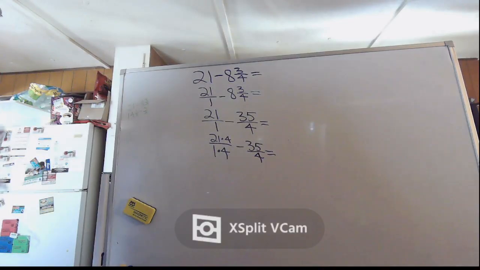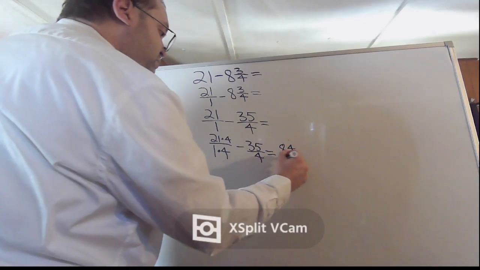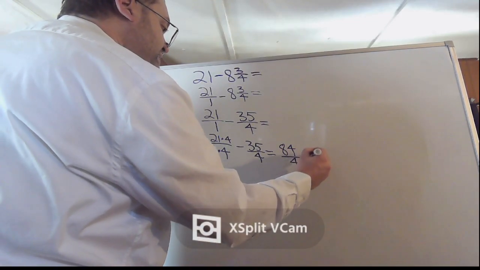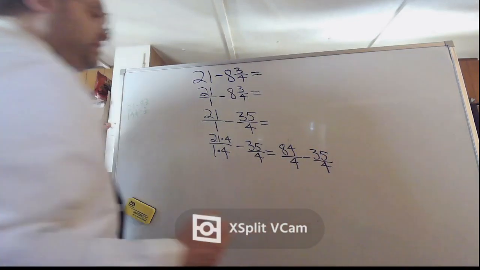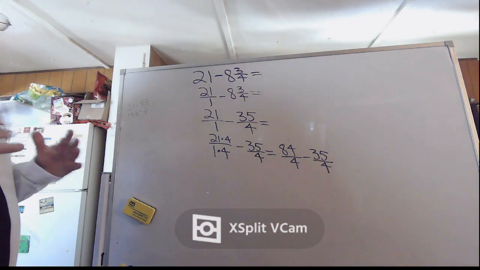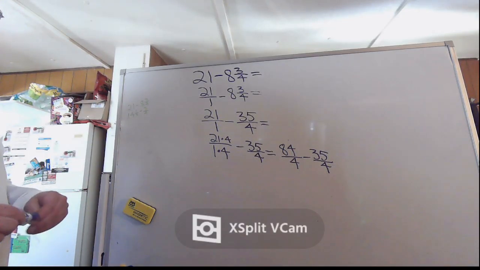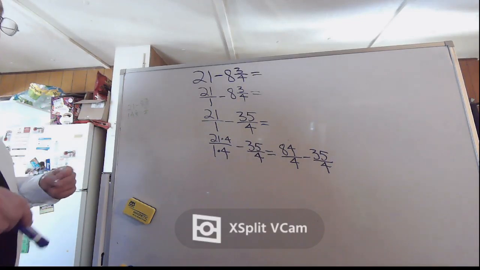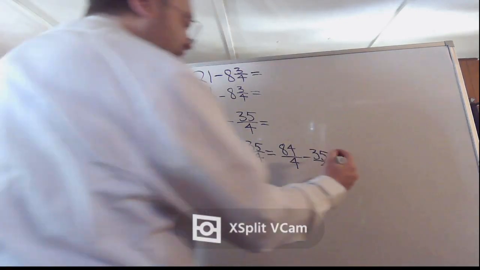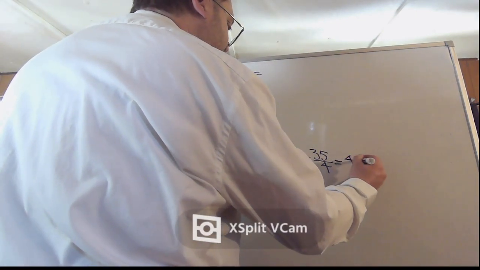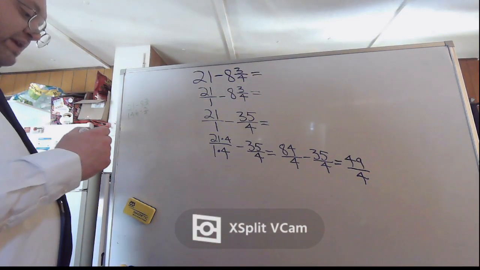Okay, what's 21 times 4? That's 84 over the denominator of 4. So that'd be 84 fourths minus 35 fourths. Since we have the same denominator of 4, we can do the subtraction. So 84 minus 35. We could work out subtraction on the side, or we could do some mental math, which I'm opting to do. That would be 49 fourths. So we have 49 fourths there.